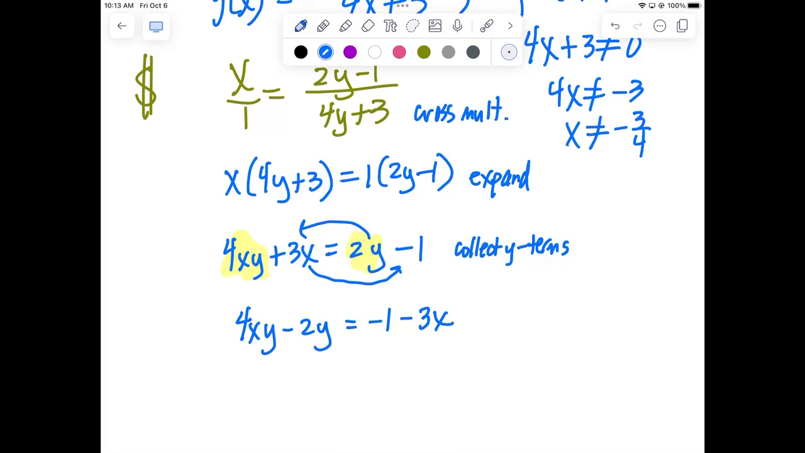Now, the two y terms on the left side are not like terms. I can't just add them together. They have different variable parts. So how do I get one y out of two y's? Well, we're going to factor out a y.